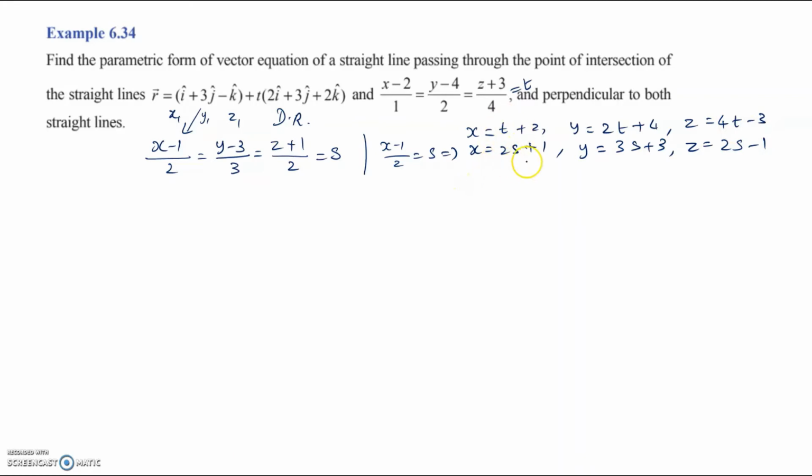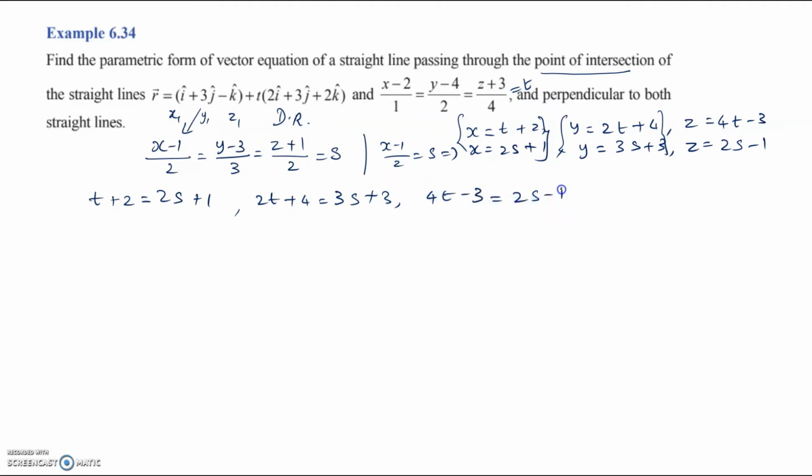Now, we equate the values of x, y and z, because that's the point at which they are intersecting. So we can say that t plus 2 is equal to 2s plus 1 from here. Similarly, equating the y value, we can say 2t plus 4 is equal to 3s plus 3. Similarly, we can say 4t minus 3 is equal to 2s minus 1.